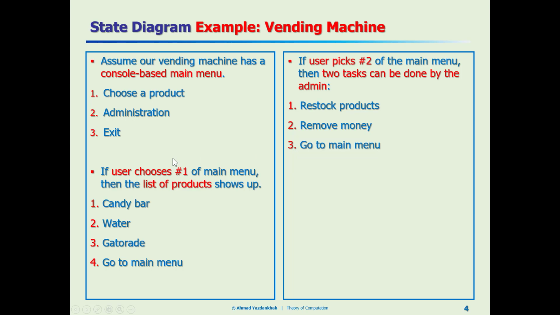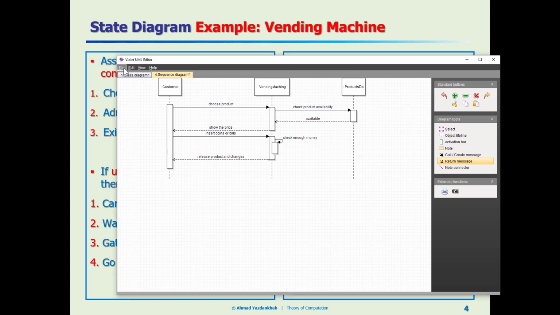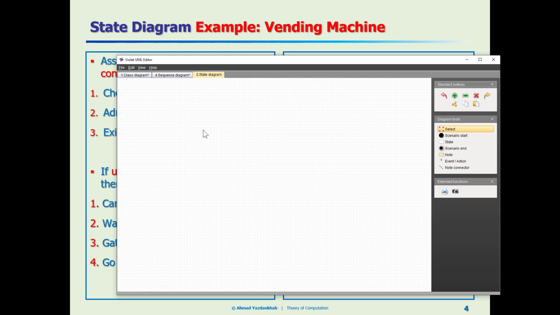Let me bring up this guy. All right. So create a new state diagram. The state diagram is a dynamic one, so we go ahead and pick the state diagram.